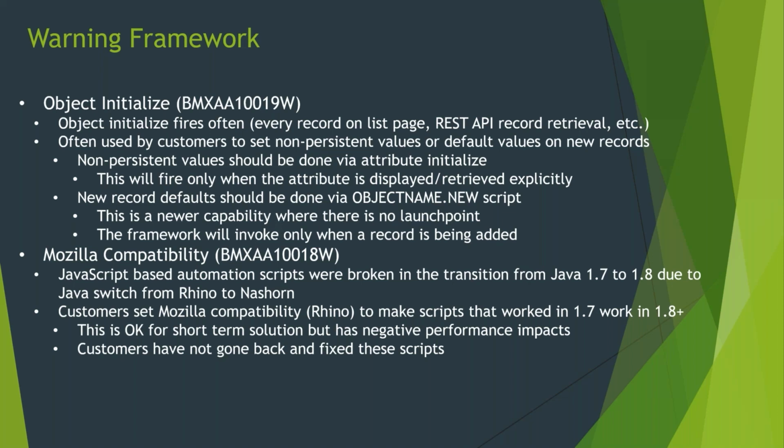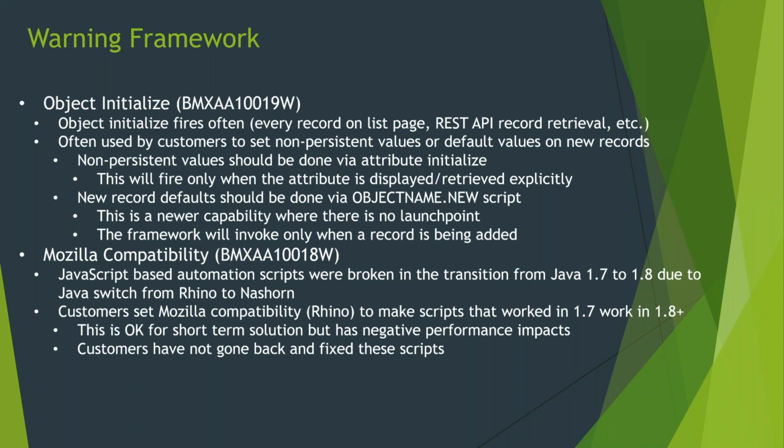So we have new launch points. The attribute initialize is a good one, especially if you have something like a non-persistent that you're trying to set. That'll only fire when that attribute is specifically requested. So in the REST API scenario, if it's in the OSLC select, then it'll fire. Otherwise, it won't. In the case that you're trying to default a value on a new record, the object name.new, so like work order.new, pr.new, etc. That'll make it so that it fires only when the record is being added. And so it's the most efficient launch point for defaulting a value.